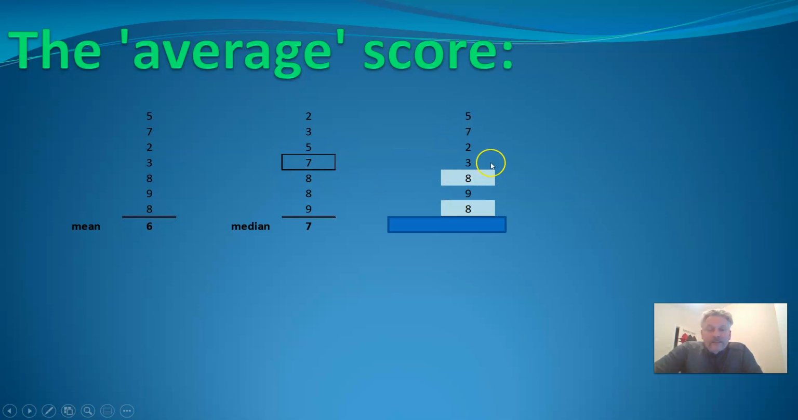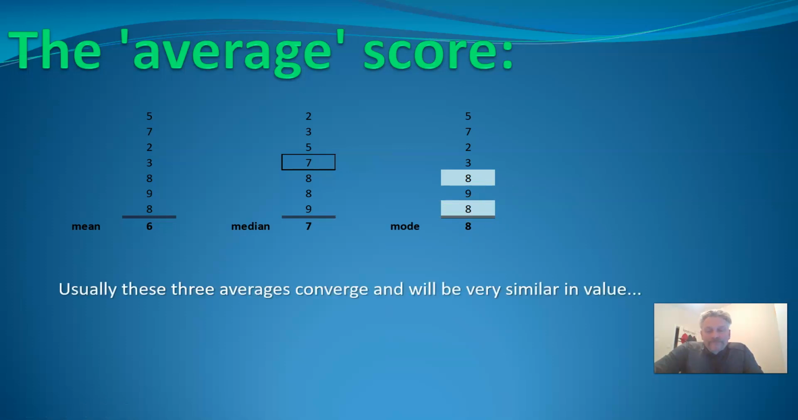And finally, with the modal average, we just report which is the one that's most commonly occurring, and that will tell us what the modal average is. As I said, more often than not, these averages are very, very close to each other, but occasionally they can begin to separate and return different values.